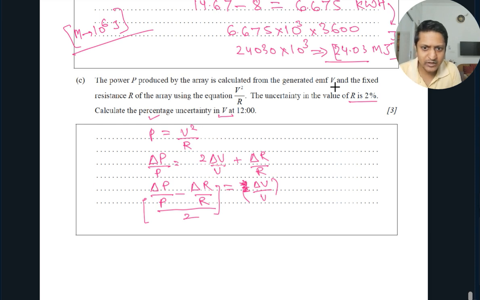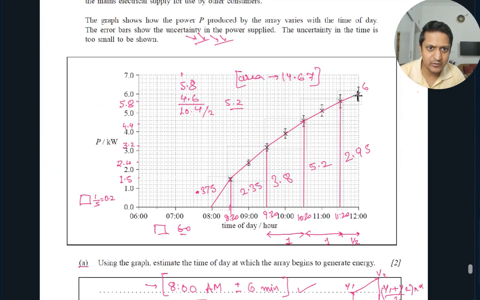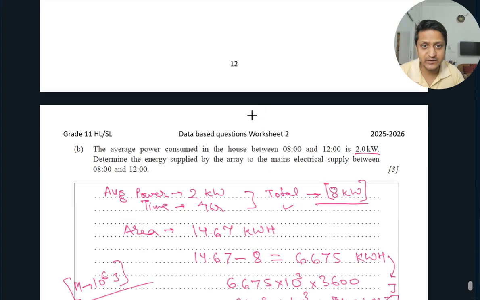For R we already know that it is 2%, and delta P we need to calculate. So delta P at 12 o'clock. So now you see this. For this we need to calculate. So I'll just eliminate this so you can have a better picture over there. So now see, 1 and 2, two boxes are there, and one box is 0.2. So this is 0.4.